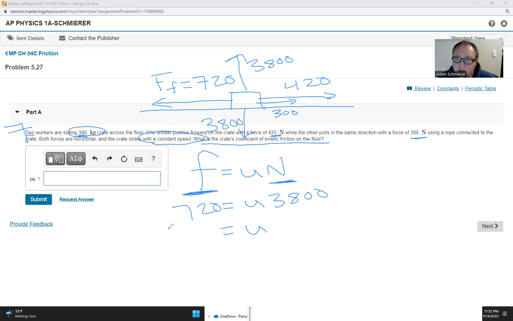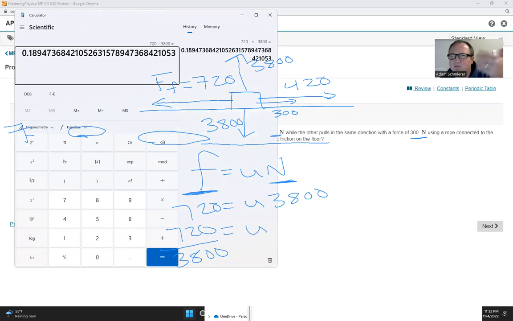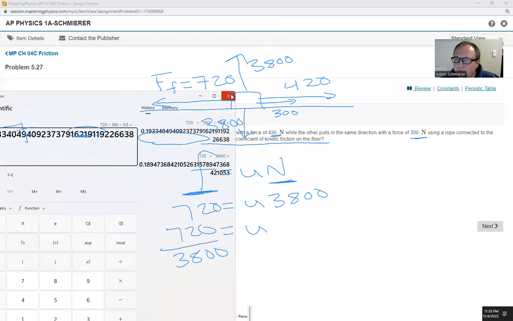Now I can solve for what my coefficient is. So 720 divided by 3,800. Should we get a number? Let's get a number. Mine would be 0.189, or 0.19. But if you use 9.8, so you do 720 divided by the mass, 380, and divided by the 9.8, you get 0.19. See, that's close, but it's a little different. So if Mastering Physics says you're wrong, that's what's going on.